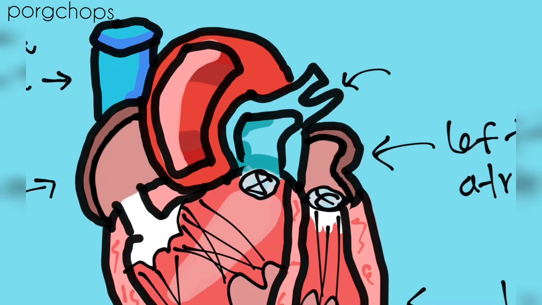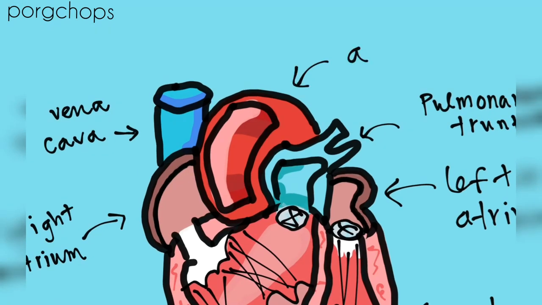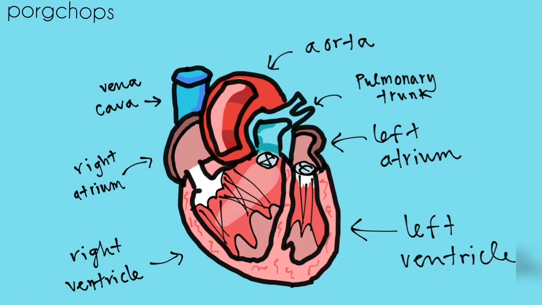All right, this here is your pulmonary trunk, okay? Pulmonary trunk, and then above it is the aorta.